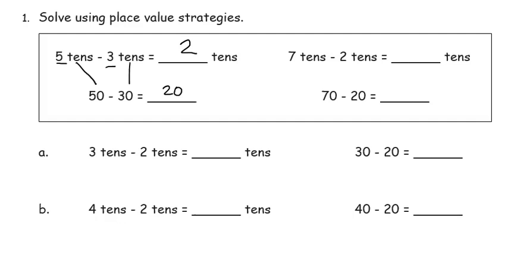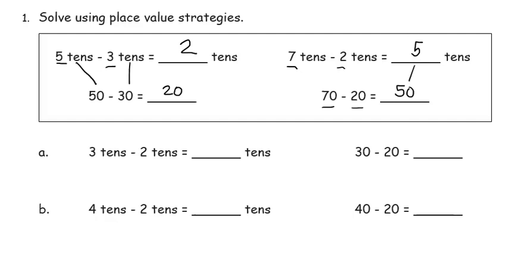The other sample shows 7 tens minus 2 tens. So if I start with 7 tens and I take 2 of them away, that leaves me with 5 tens. 7 tens minus 2 tens is the same thing as 70 minus 20. So 70 minus 20 is 50 because that's the same as 5 tens.